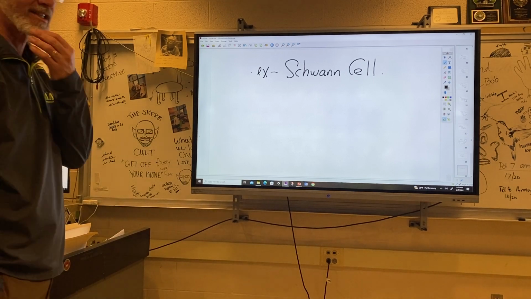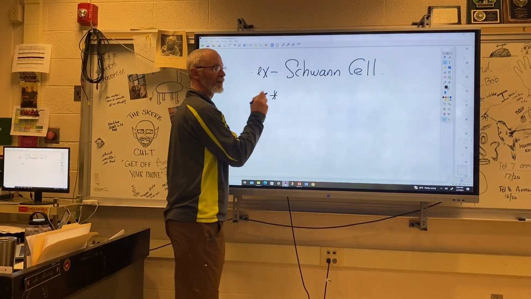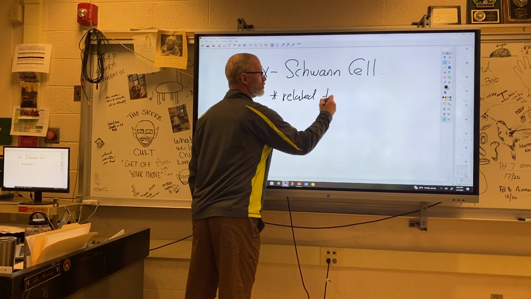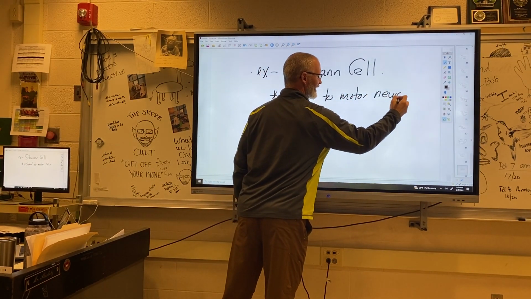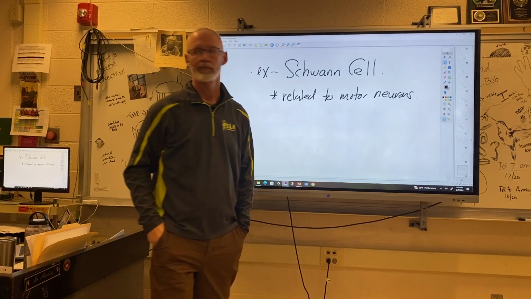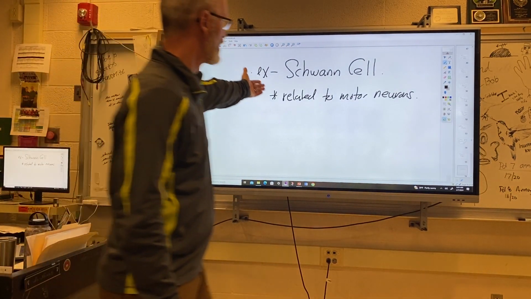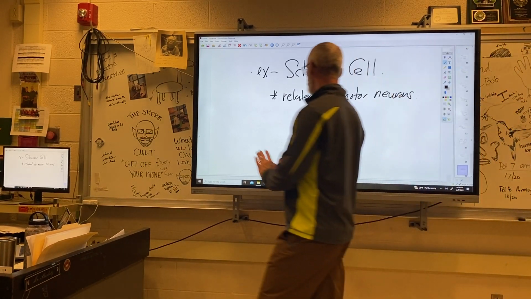A Schwann cell. Now these cells are actually found in conjunction or related to motor neurons. They work side by side with motor neurons. What do they generically or generally provide to said motor neuron? Support and protection. Okay? So what I'm going to do is I'm going to put in an extra.